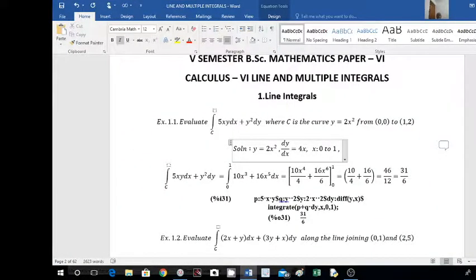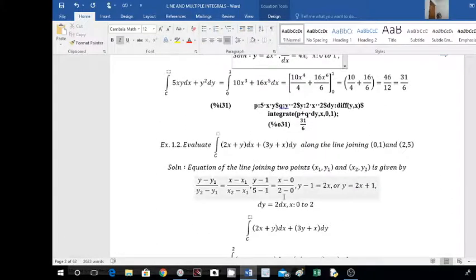See, this is 2x plus y dx plus 3y plus x dy along the line joining 0, 1 and 2, 5. So here the curve is not given. In the first example it was given that y equal to something. Here it is not given. Given that this is a line joining this point and this point.